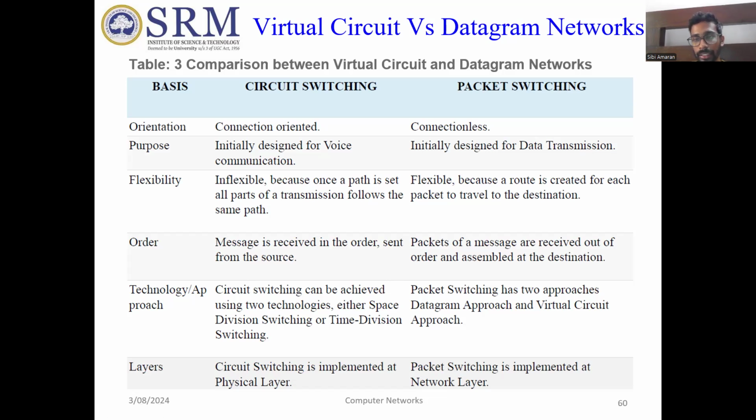In the last lecture and in this lecture, we completely discussed what switching is and what types there are. There are two types, circuit and packet switching. In packet switching, we discussed datagram switching as well as virtual switching.